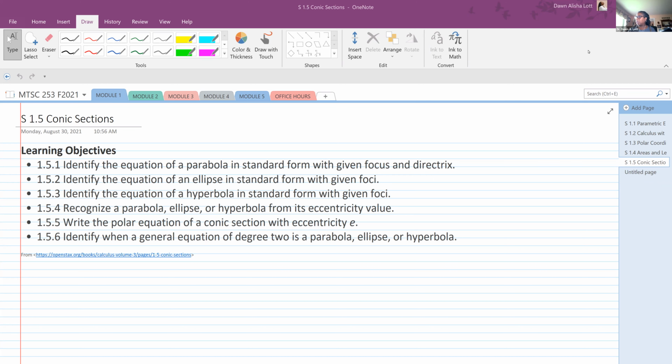Now, we've all seen parabolas before, but there's a certain format that the parabola has to be in that creates a parabola for us. All right, so let's start with the parabola.